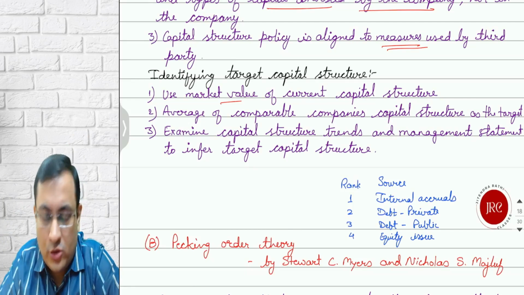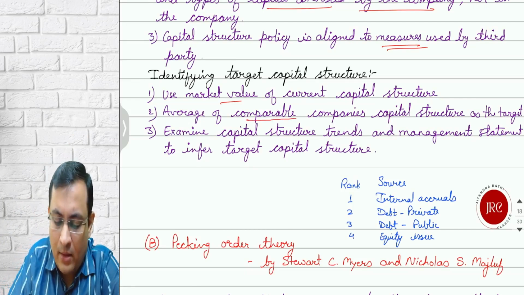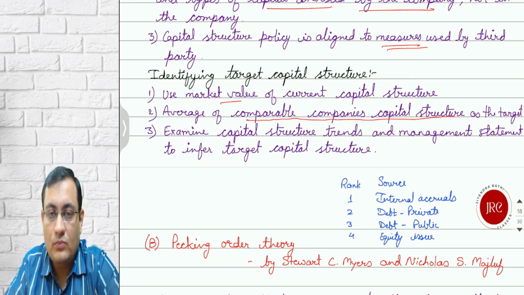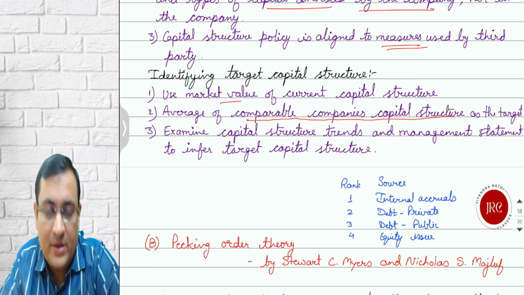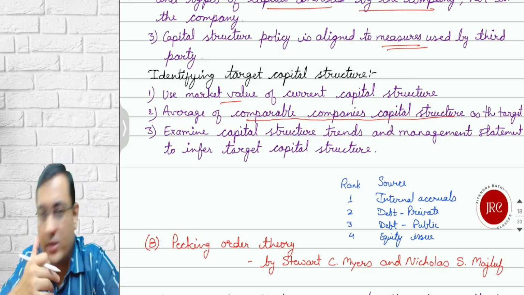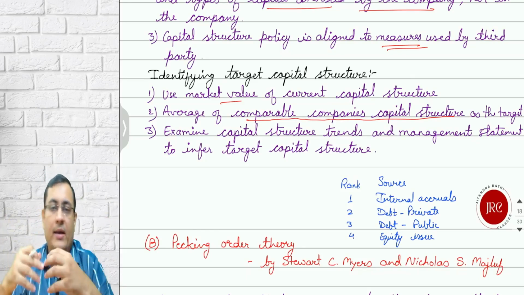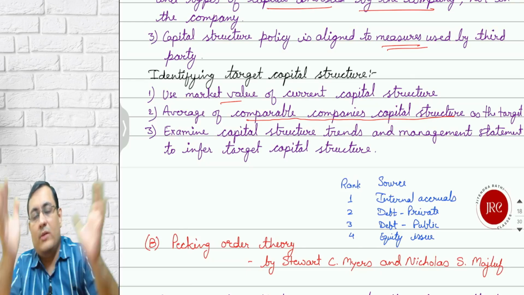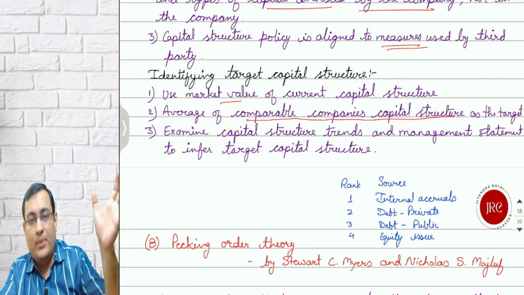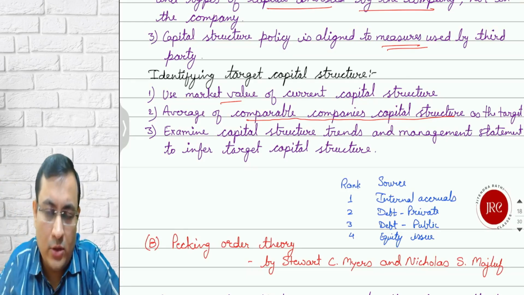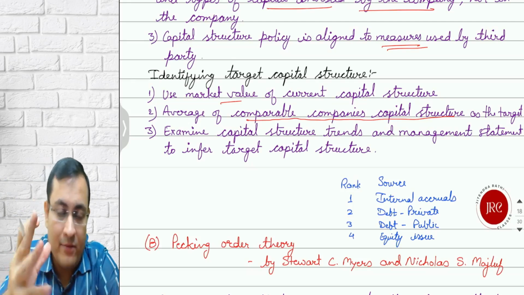Second, you can also go for the comparable companies' capital structure data if it is available, and generally the industry average is used as the target capital structure. So if there are 10 companies and X is one of them, it is generally assumed that whatever the capital structure of those 9 companies is on average, company X will also want to have that same capital structure on an average basis.